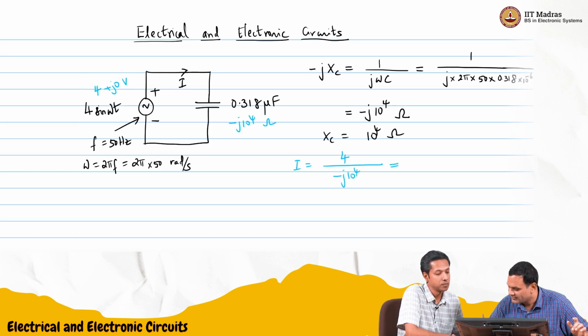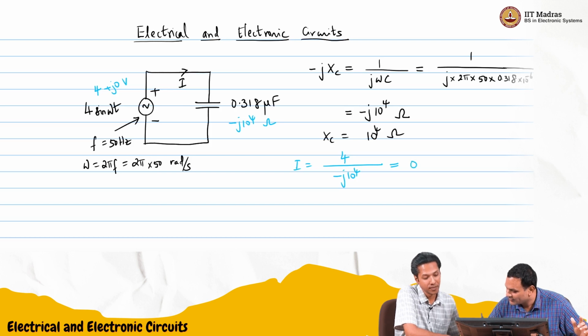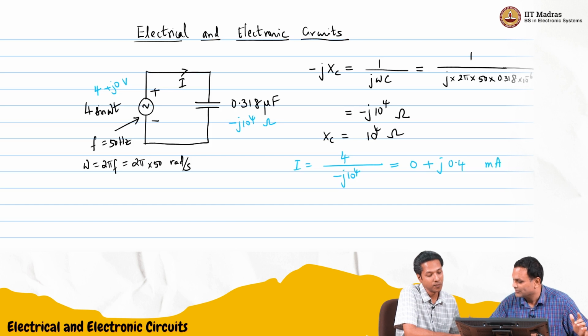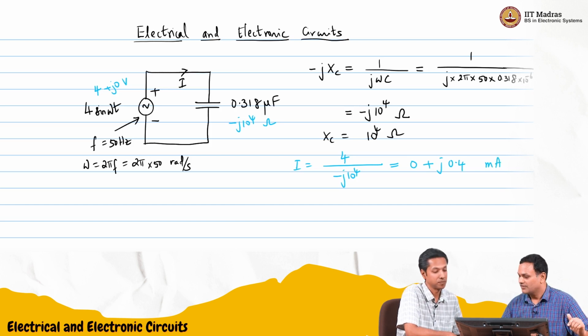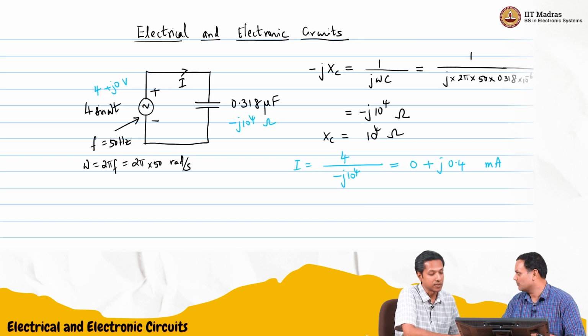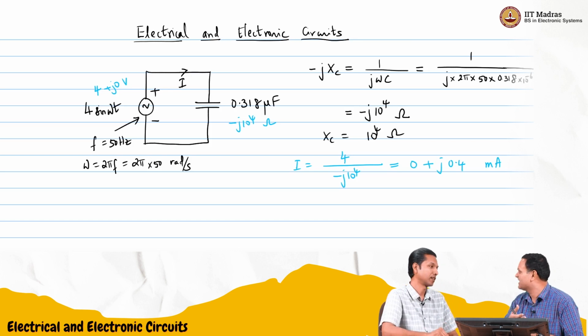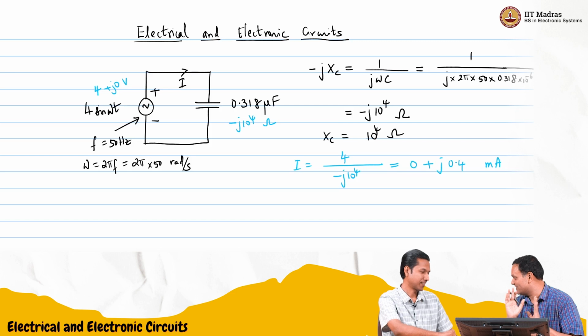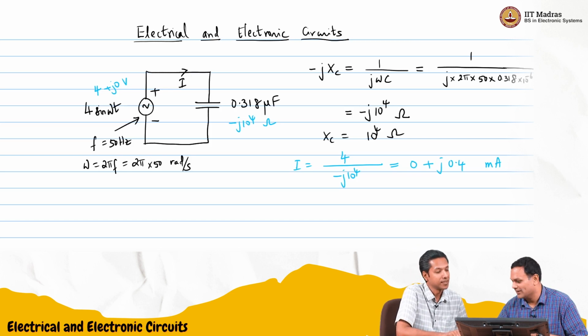This is very straightforward. So this is basically 0.4 milliamperes with a plus j. So I am going to say 0 plus j 0.4 milliamperes. So it's leading the input voltage. Input voltage was 4. This is plus j 0.4. So it is clearly leading by 90. We saw this last time: the capacitor current leads the voltage applied across the capacitor.